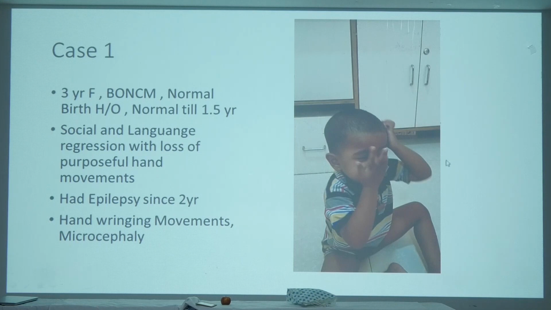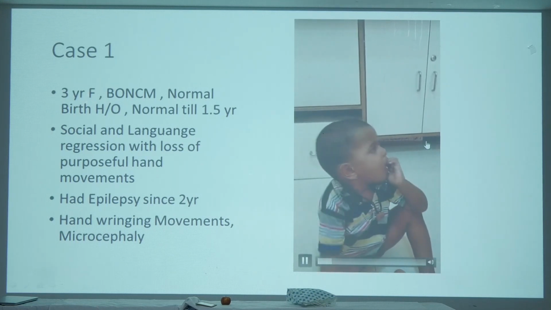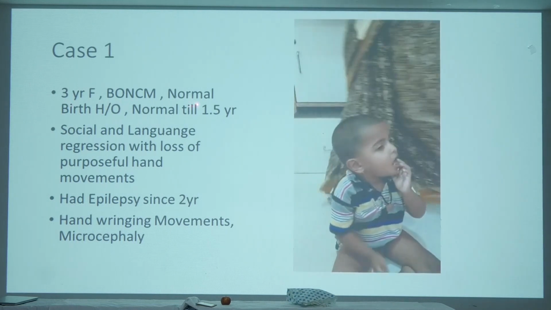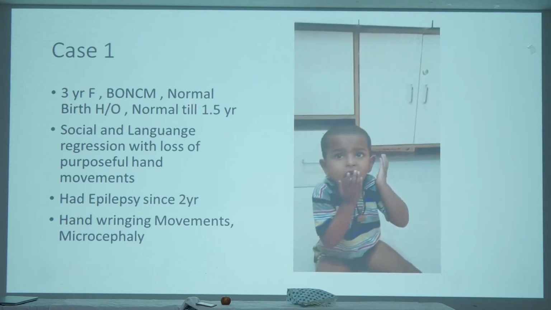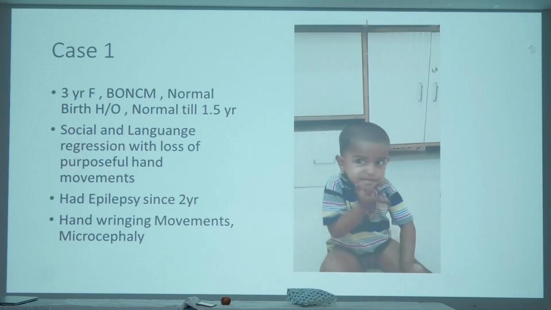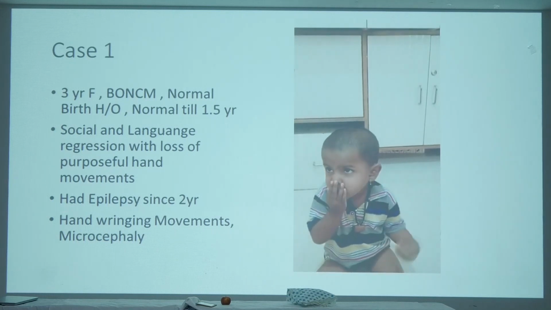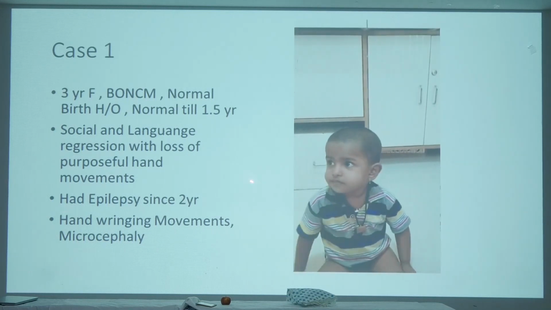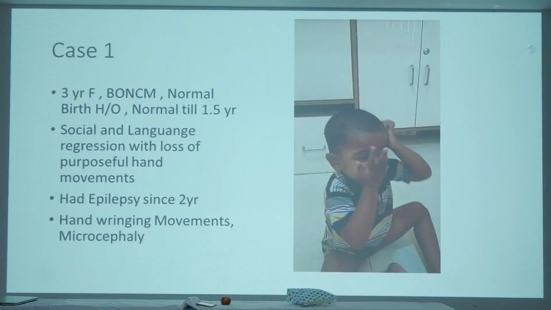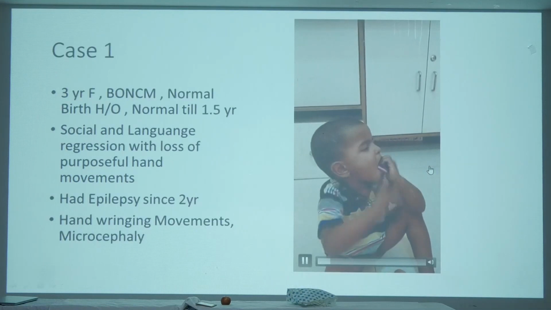So here is a 3-year-old female child, born of non-consanguineous marriage, normal birth history, normal till 1.5 years of life. After 12 months, she has social and language regression with loss of purposeful hand movements. Epilepsy started later at 2 years of age, and on examination, it is clearly seen in the video. She has some hand wringing movements, loss of purposeful hand movements.